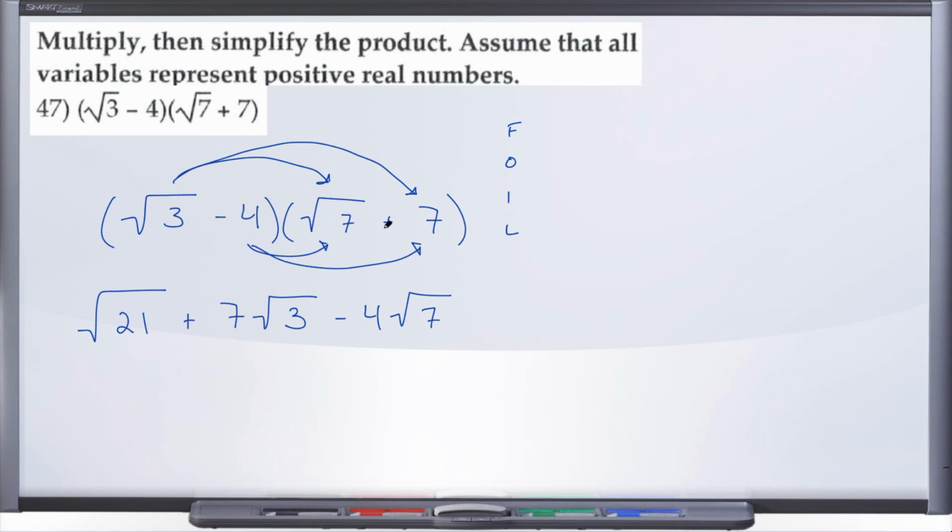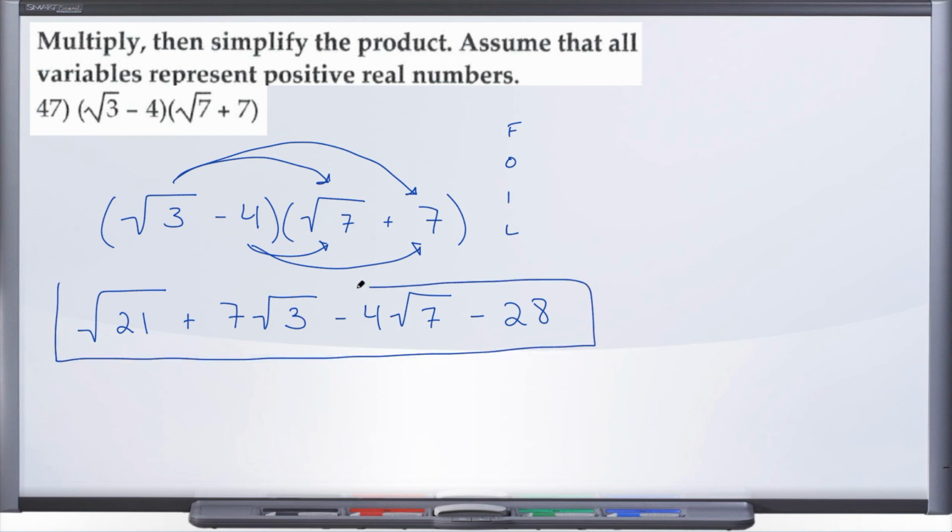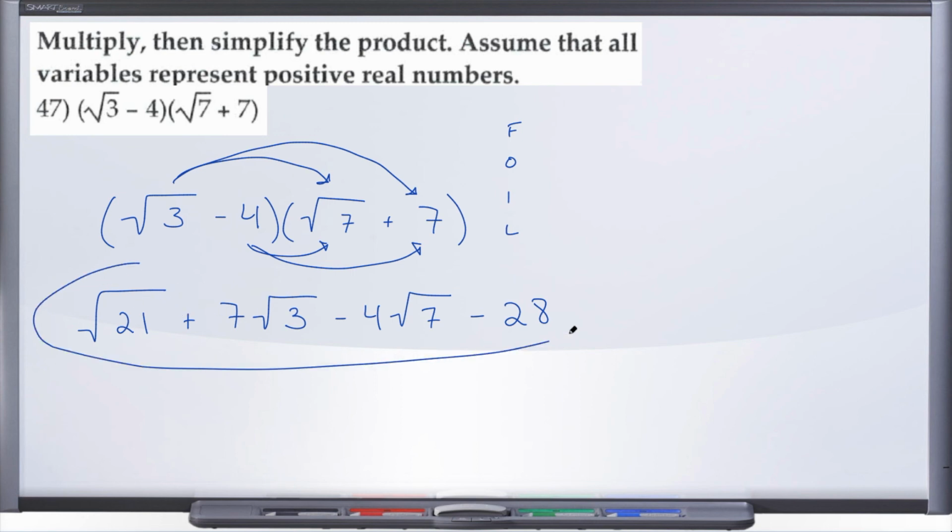And then lastly, for the last, we'll go ahead and multiply negative 4 by 7, which gives us negative 28. And we can't combine anything here, so we're going to go ahead and call it a day right here. So our final answer, if I could draw a better box, how about just a circle, a big oval, is radical 21 plus 7 radical 3 minus 4 radical 7 minus 28. And there we have number 47.